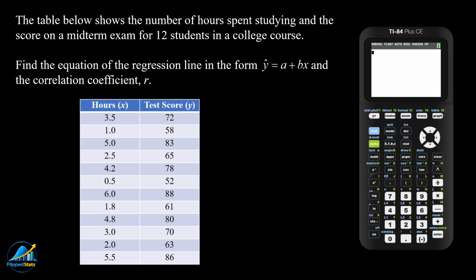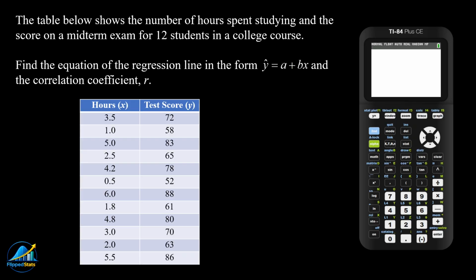In this video, we quickly learn how to use the built-in linear regression function in the TI-84 to compute the equation of the regression line and find the correlation coefficient for a small set of ordered pair data. So we're told that the data set we're looking at is the number of hours studied paired with the midterm exam scores for 12 students.